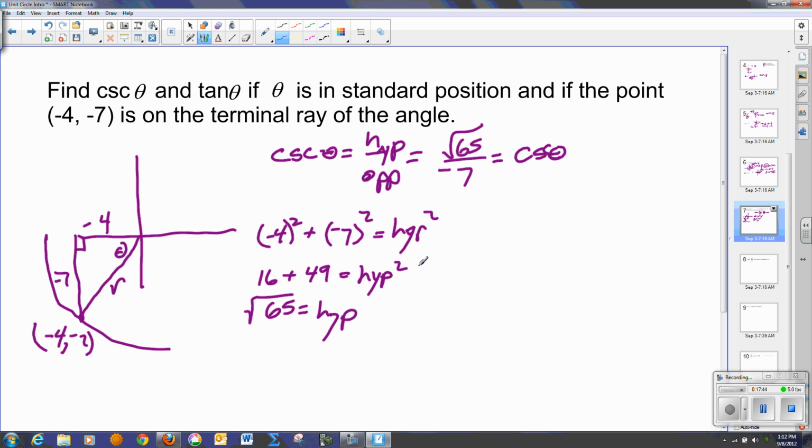Now let's do the same thing for tangent. Tangent, we know, is just equal to the opposite, y in this case, over the adjacent, which is x. And I have those in the problem. So I need the y value of -7 over the x value of -4. Negative over negative is positive. So 7/4 is the tangent of the angle.